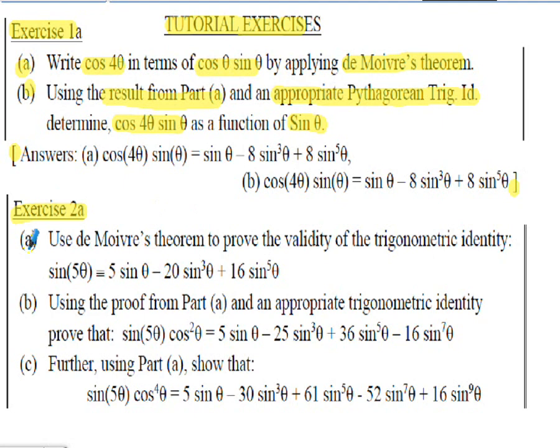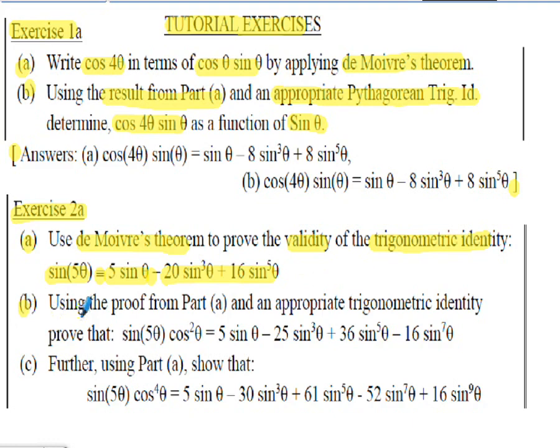Exercise 2A. In part A, we're asked to use deMoivre's theorem to prove the validity of the trigonometric identity. So we're given this identity here. So sine 5 theta is equivalent to 5 multiplied by the sine theta minus the 20 sine cube theta plus 16 sine to the power 5 theta. So basically in this question they've given us the answer of part A. We have to prove it using the process from the previous examples.